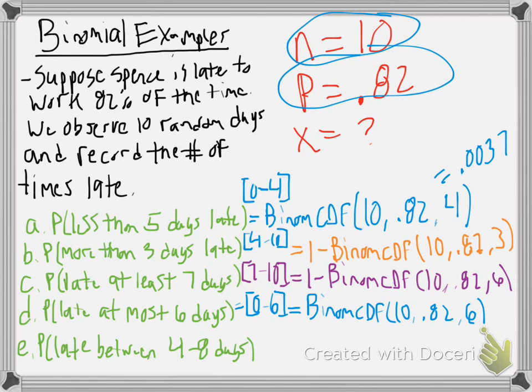So remember, these ones that start with 0, that's exactly what the CDF does. But when we don't have an interval that starts at 0, we have to play some games with this. So let's look at the last one. What's the probability that we show up late between 4 and 8 days?